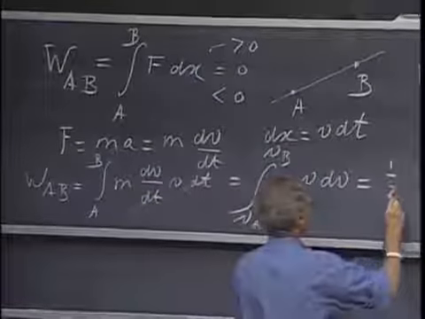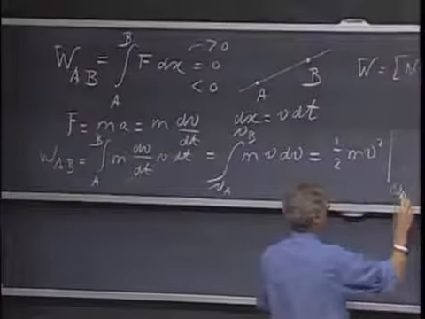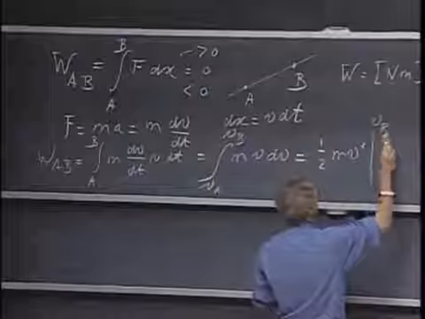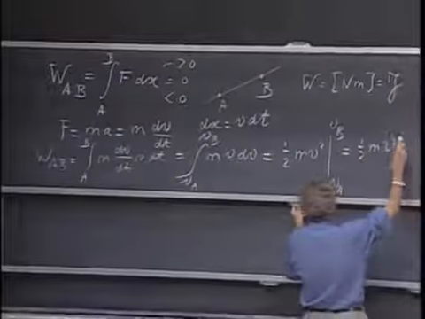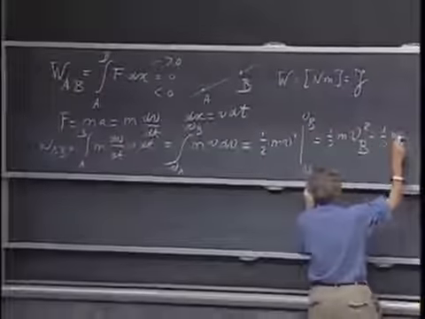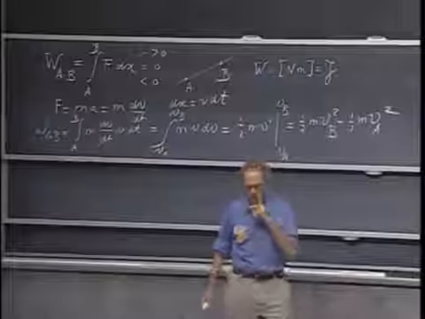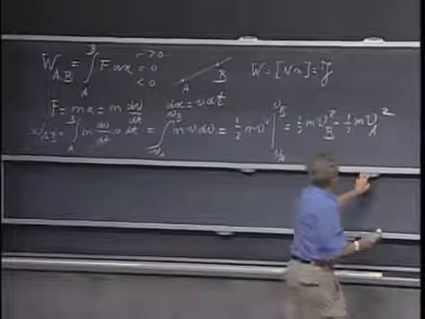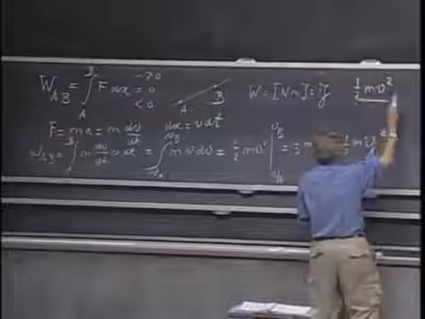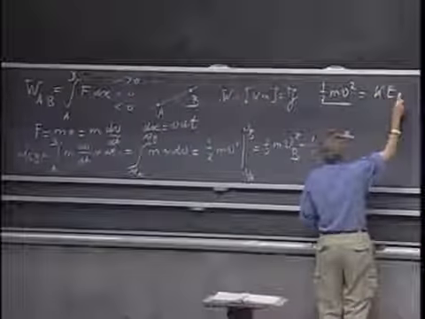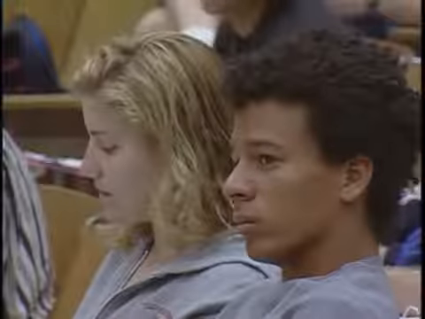That is 1/2 m v squared, which I have to evaluate between VA and VB, and that is 1/2 m VB squared minus 1/2 m VA squared. 1/2 m v squared is what we call in physics kinetic energy. Sometimes we write just a K for that. It's the energy of motion.